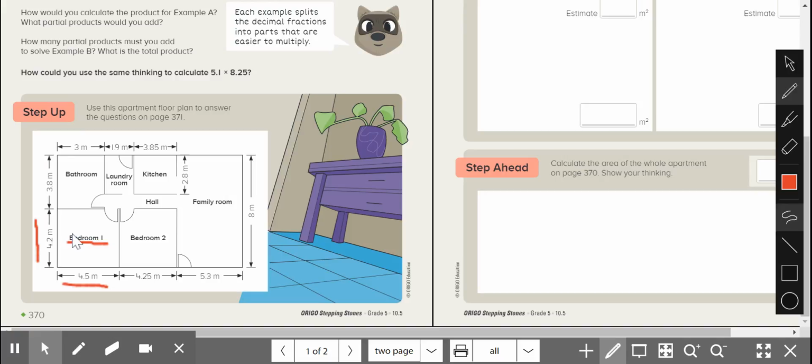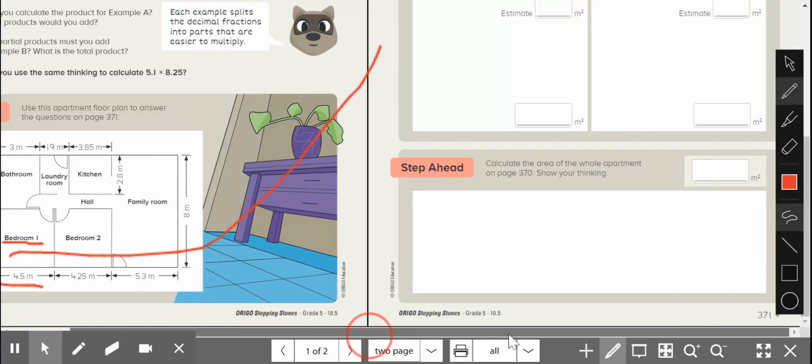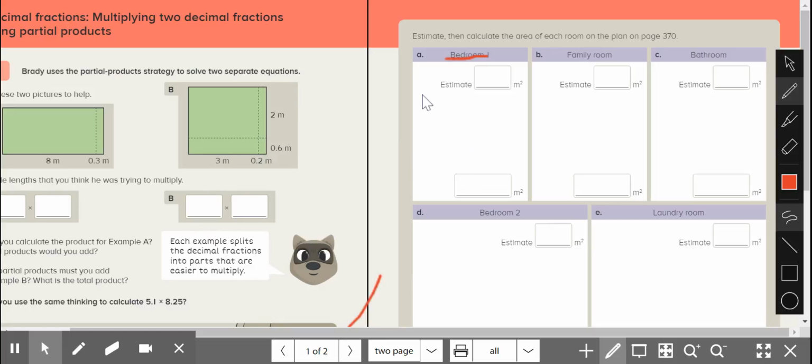Now, how do we figure out the area of a room? The area of a room is calculated by multiplying the two numbers that represent the length and the width. So we're going to write these numbers down from bedroom number 1, 4.2 and 4.5, right here just like this. You might want to write them a little smaller. You may even want to use a piece of scratch paper.